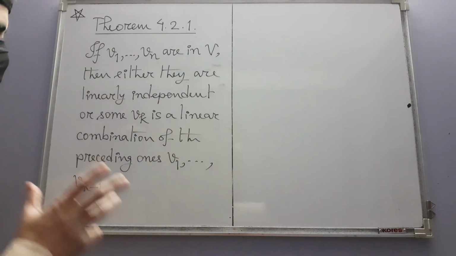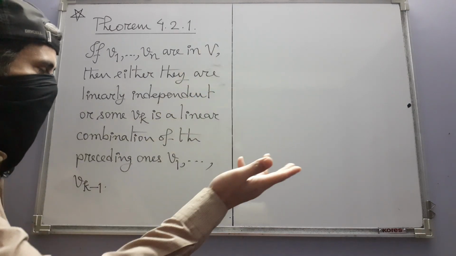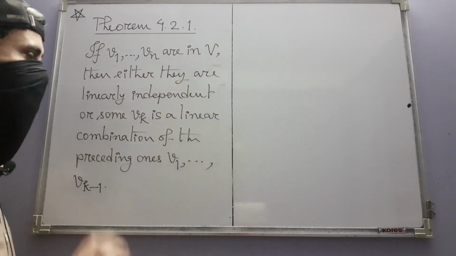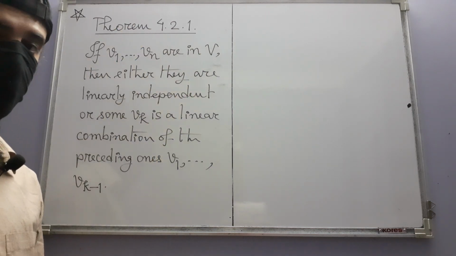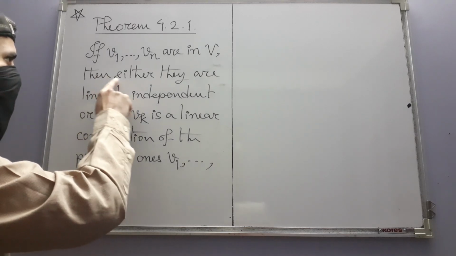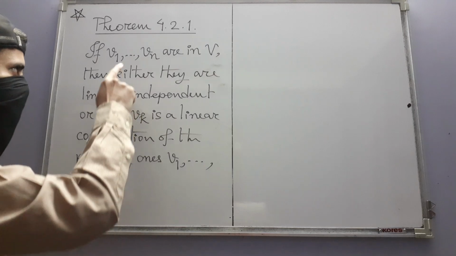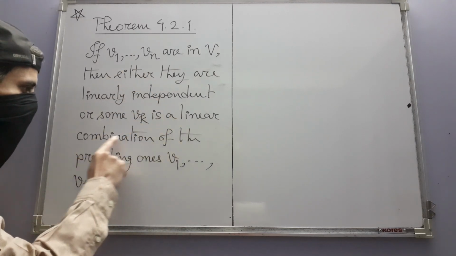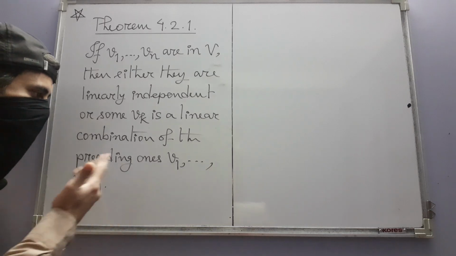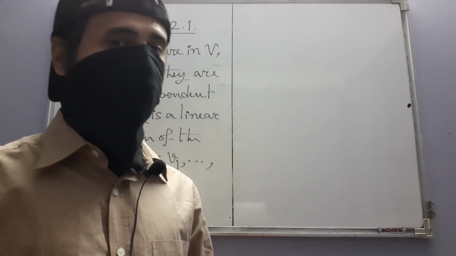The result was fairly simple. We have a vector space V over some field F, and these are some finitely many vectors in V, n vectors. Then either they are linearly independent or some vector Vk is a linear combination of the preceding vectors V1, V2 up to Vk minus 1. Let's go through the proof briefly.